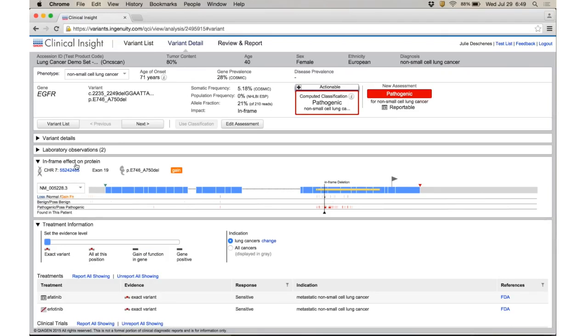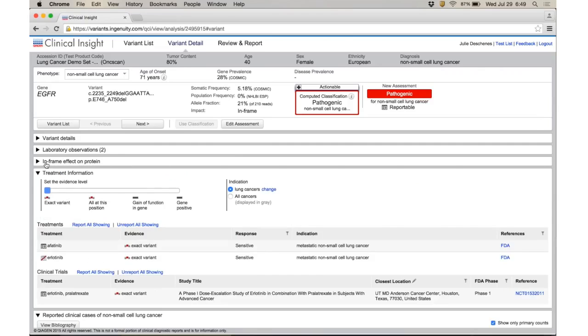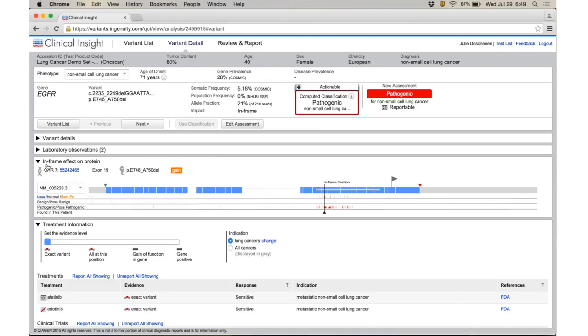I will skip to the next section, which is called effect on protein. When your variant is an in-frame, you will see in-frame effect on protein and so forth. So the title that you will see here is driven by the specific variant that you are looking at. Right now we are looking at in-frame effect on protein and the EGFR protein. We have information about the chromosomal location, the exon region, so we know it's the well-known exon 19. You have the HGVS translation in protein, and you know that this is a gain of function.